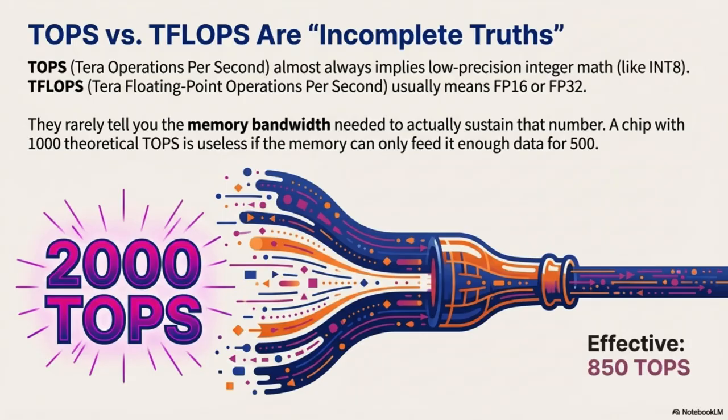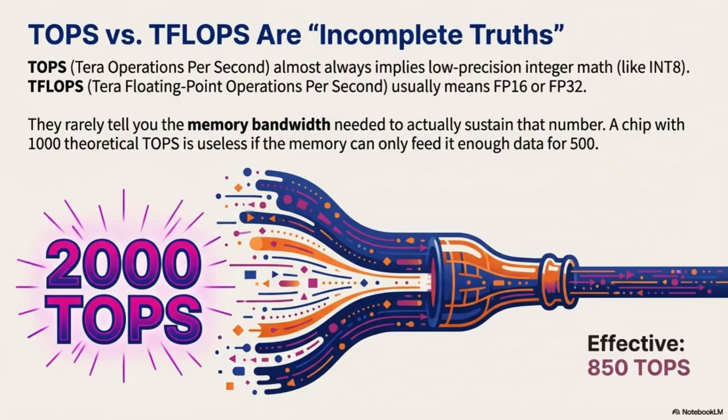And why is that misleading? Because they rarely tell you the memory bandwidth needed to actually sustain that number. A chip might theoretically hit 1000 TOPS, but if the memory can only feed it enough data for 500, then the other 500 TOPS are just wasted potential.